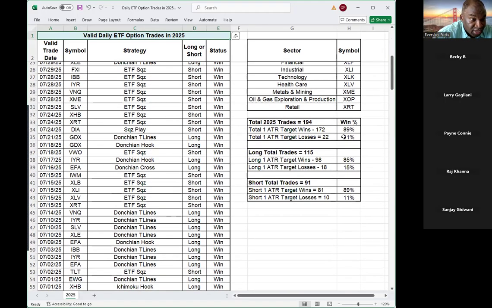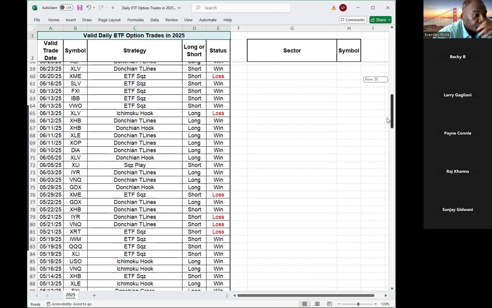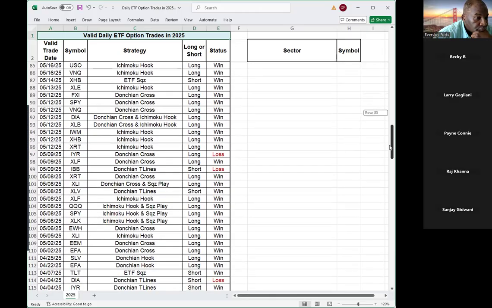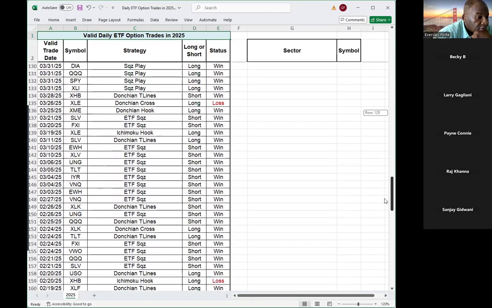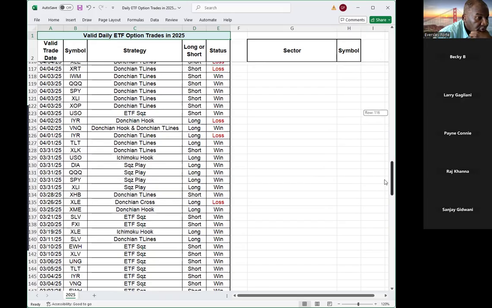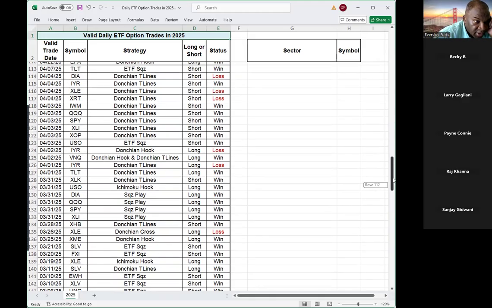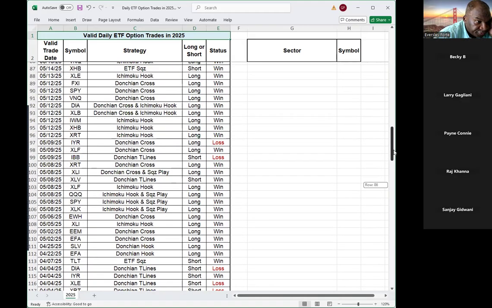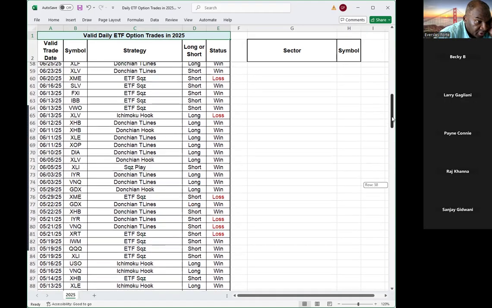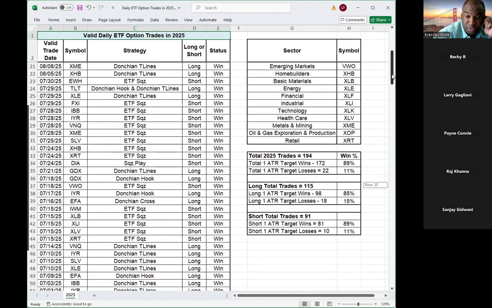For the year, what's the summary? 89% wins overall, 85% on the long side, 89% wins on the short side. Last time we had several losses was months ago. So I guess it was someone who had told me that they took a trade like back here and they had a loss, and then another one that had a loss. And then I asked them, okay, of all the other 80 wins we've had, how many trades did you place? And it was none.